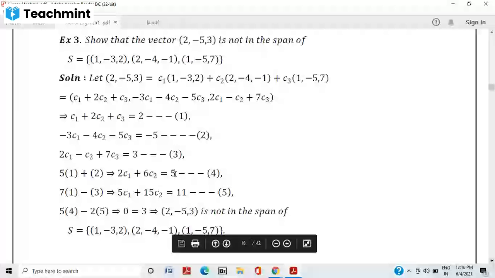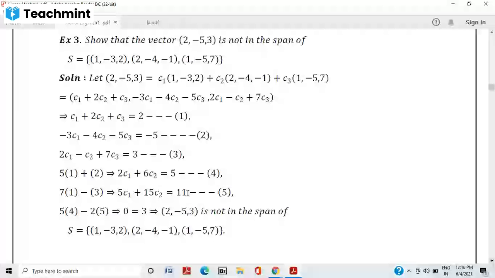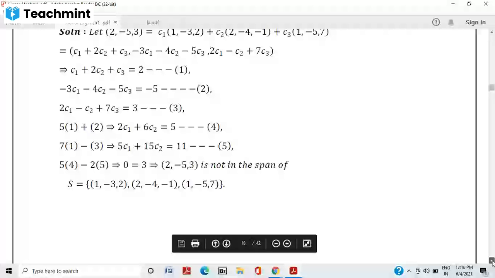Then here we are multiplying with 5, that means 25. Here we are multiplying with 2, that is 22. 25 minus 22 is 3. Then 0 equals 3, like that we are getting. That means our solution doesn't exist; unique values are not there for C1, C2 and C3. Therefore, it is not a linear combination. That means it is not in the span. Okay, we will move on to the next problem.